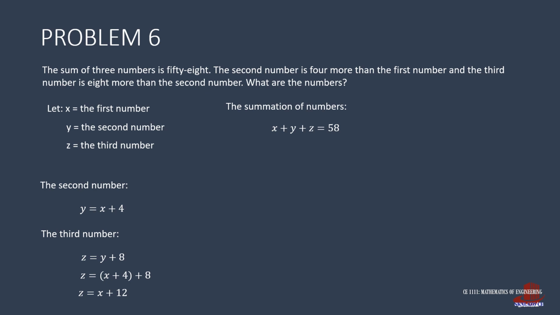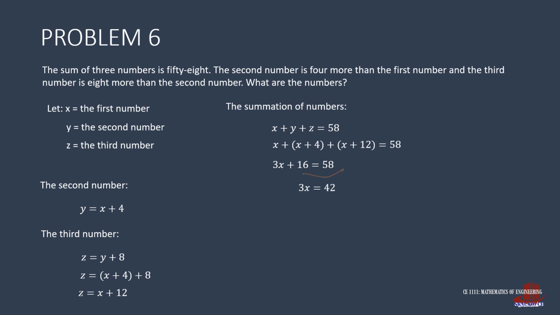With three unknown variables, it will be impossible to solve this with just one equation. So we convert y and z in terms of x. We get x plus y as x plus 4, and z as x plus 12, and they are all equal to 58. Simplify the terms and get 3x plus 16 equal to 58.